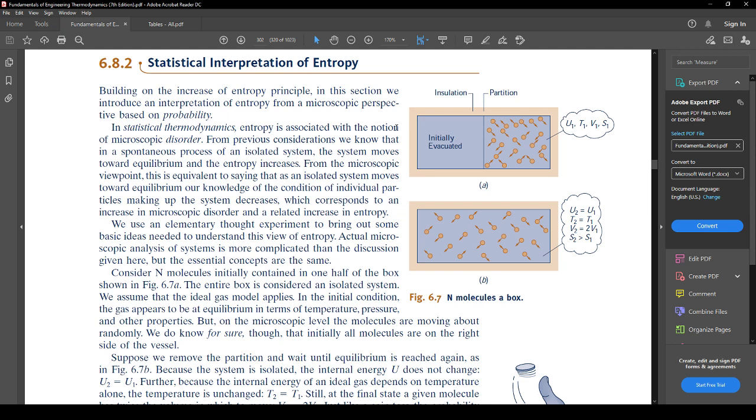So it says, building on the increase of entropy principle, in this section we introduce an interpretation of entropy from a microscopic perspective based on probability. In statistical thermodynamics, entropy is associated with the notion of microscopic disorder. From previous considerations, we know that in a spontaneous process of an isolated system, the system moves toward equilibrium and the entropy increases. From the microscopic viewpoint, this is equivalent to saying that an isolated system moves toward equilibrium. As an isolated system moves towards equilibrium, our knowledge of the condition of individual particles making up the system decreases, which corresponds to an increase in the microscopic disorder and related increase of entropy.